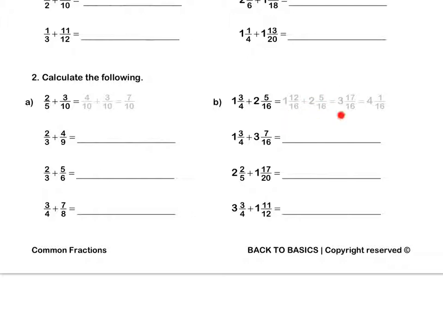1 plus 2 is 3 wholes. 12/16 plus 5/16 is 17/16, which is 1 1/16. So our final answer is 4 1/16. Pause this video to complete question 2. Question 3.